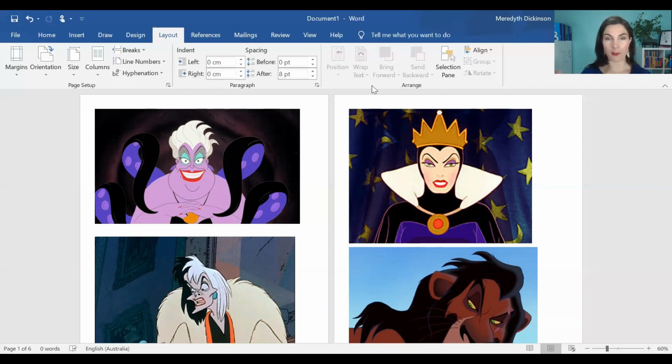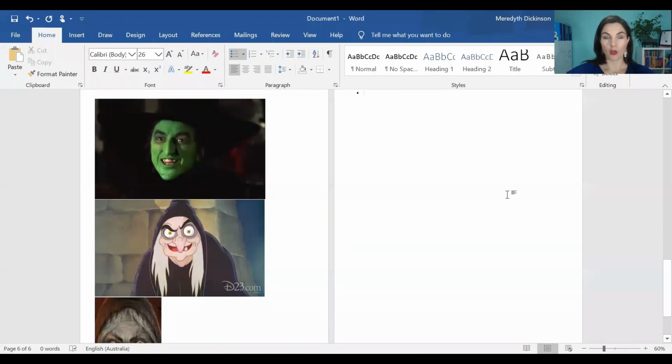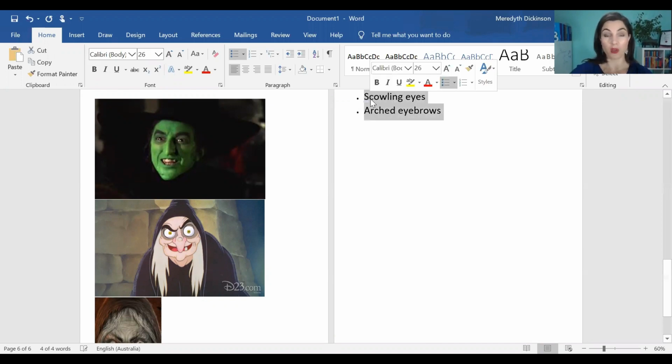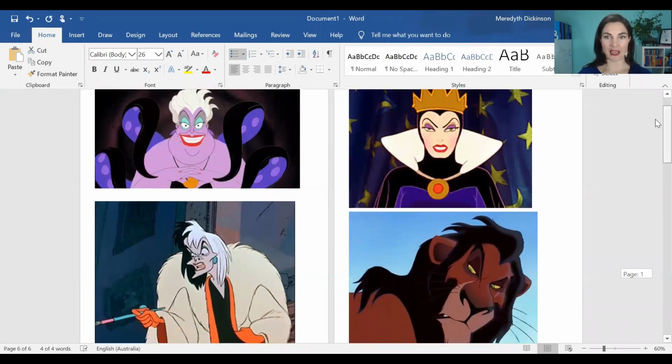So let's get a piece of paper and start writing these down. So we've got scowling eyes and arched eyebrows. Now, these are not the start of sentences and they're not people's names, so they do not need capital letters. My computer is auto-correcting, but you need to write all of these in lowercase. All right, what else can we see?